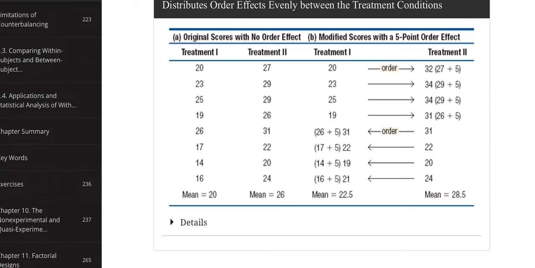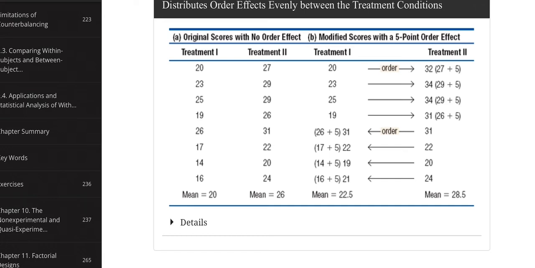Now, in the other two columns that are B, this is where they are adding the 5 to demonstrate the order effect. They're showing you that 50% of the participants experienced treatment 1 first and then treatment 2, so those top 4 participants, the first 4, experienced treatment 1 and then treatment 2. And when there was that order effect, for treatment 2, they had to add 5 to each of those.